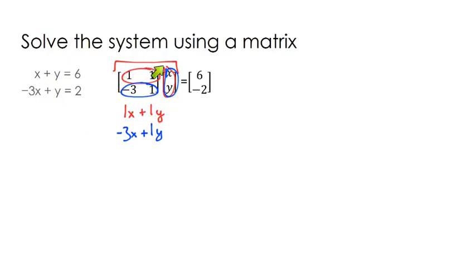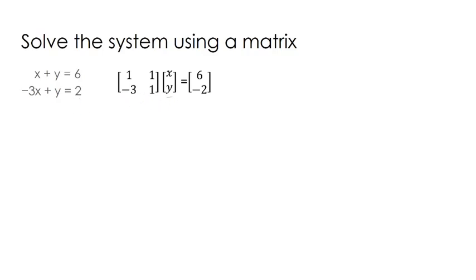Don't be freaked out by how I got to this point. You can rewrite your system in this form by just using the coefficients and then a 2 by 1 matrix with x and y. So hopefully now you trust me that this system can be represented with this matrix.